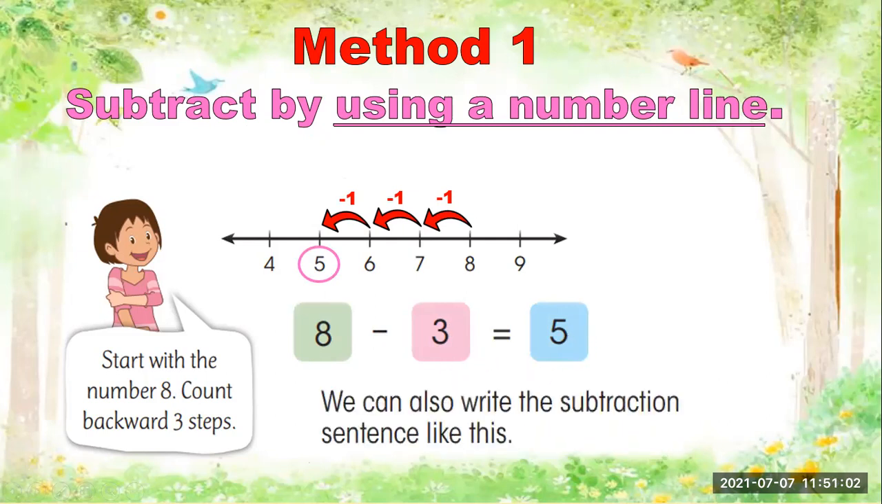We can also write the subtraction sentence like this. The other one is called horizontal, from left to right. We can also write the subtraction sentence like this, which is called vertical. From the top, you write the number 8 here. So 8 minus 3 is equal to 5. Again, vertical is from top to down, and horizontal is from left to right. Okay, that's method number 1, using a number line. So just count backward: 1, 2, 3. And the answer here is 5.